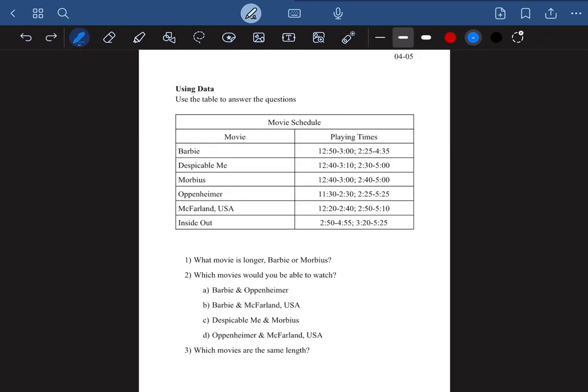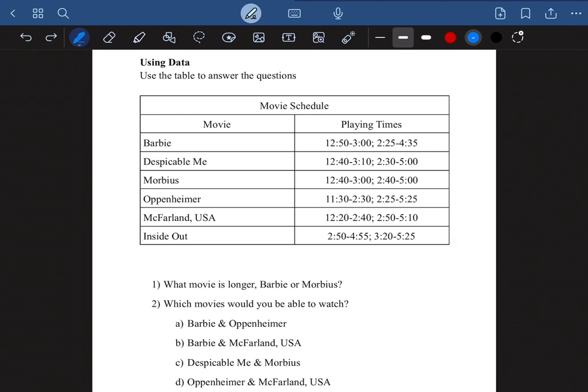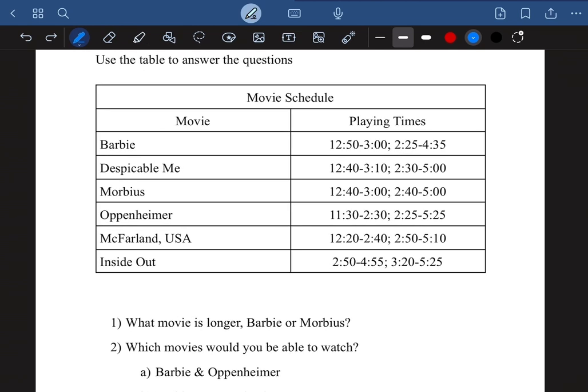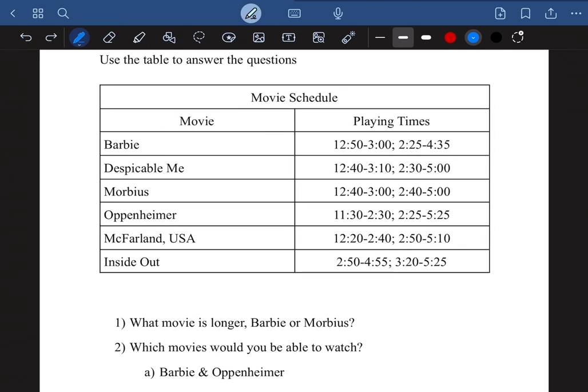Using data, use the table to answer the questions. So number 1, what movie is longer, Barbie or Morbius? So the playing times for Barbie are 12:50 to 3 o'clock and 2:25 to 4:35. So from this information, we can tell that the length of the Barbie movie is 2 hours and 10 minutes.